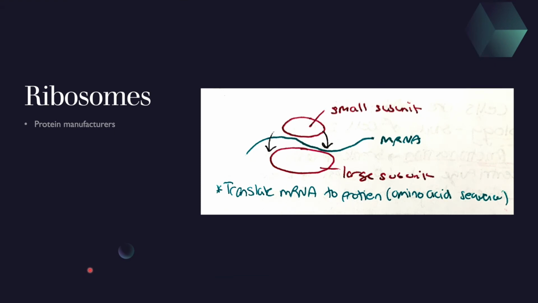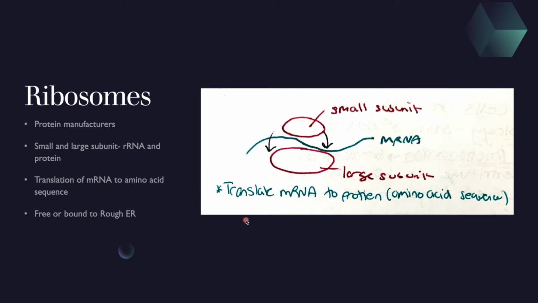Ribosomes are protein manufacturers. They are composed of a small subunit and a large subunit, made up of rRNA, or ribosomal RNA, and protein. mRNA coming from the nucleus attaches to the ribosome and the translation process begins, where the mRNA code is translated into an amino acid sequence, which is the primary structure of proteins.